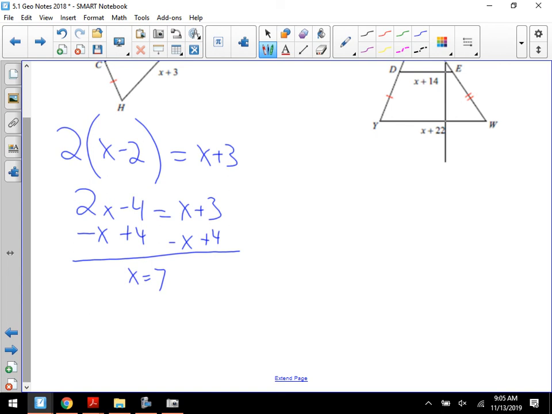Remember, it's like this. Well, which side does it touch? Okay, so this side. That's why we wrote it like that.